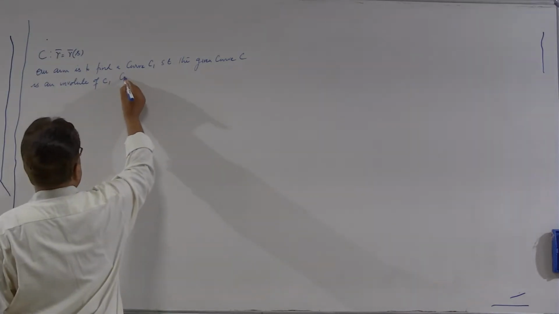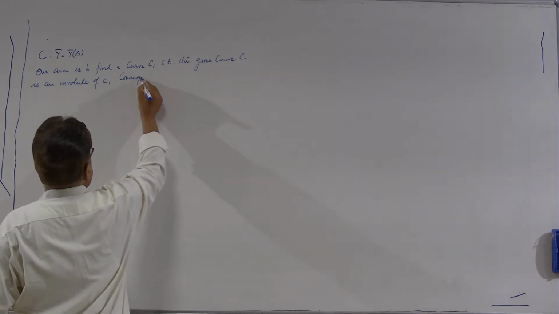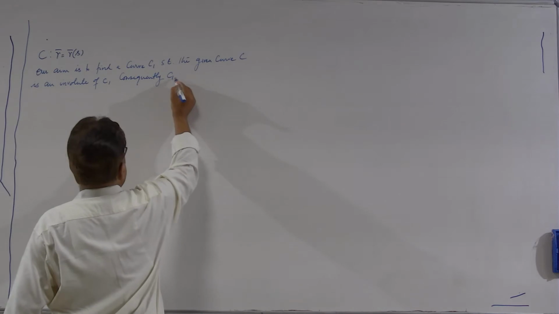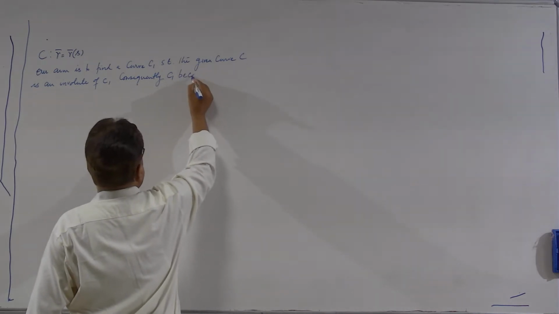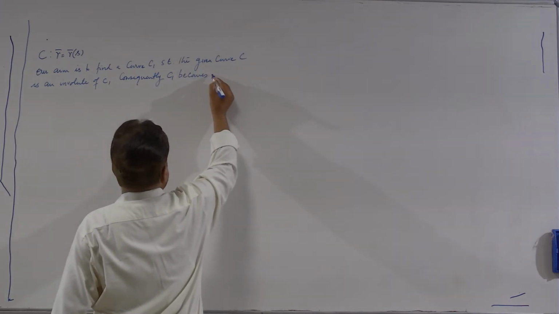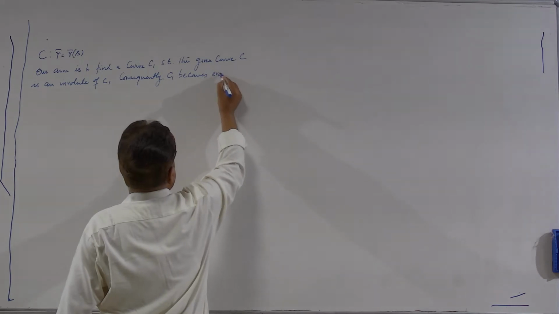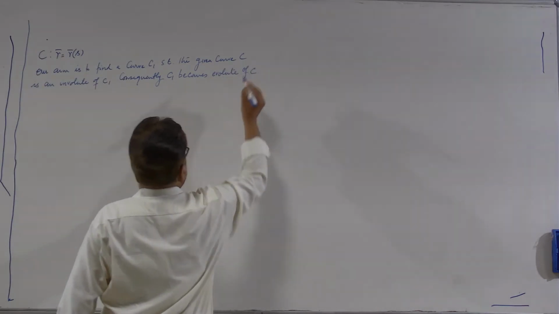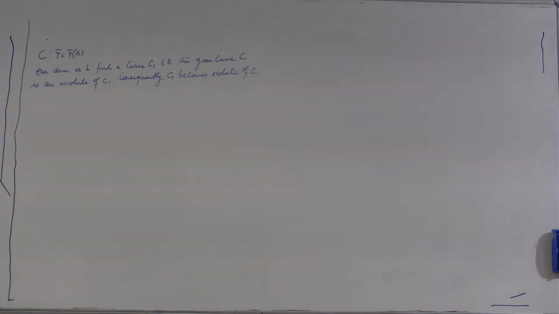Consequently, C 1 becomes the evolute of C. So, we are searching for the evolute of a given curve C. Broadly speaking, this is what we will be doing.